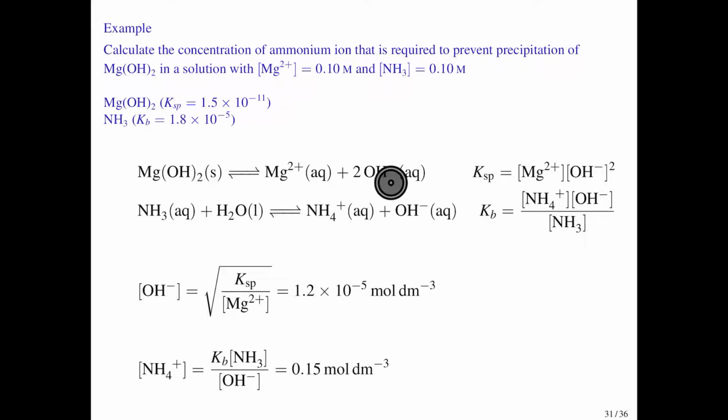If you have any more than that, you're going to form a precipitate. And so what you want to do then is find what is the minimum value of the ammonium that will keep the hydroxide concentration at that value. And that's this number here. So if the ammonium concentration falls below that value, then the hydroxide concentration is going to be above this value, and that would cause precipitation.